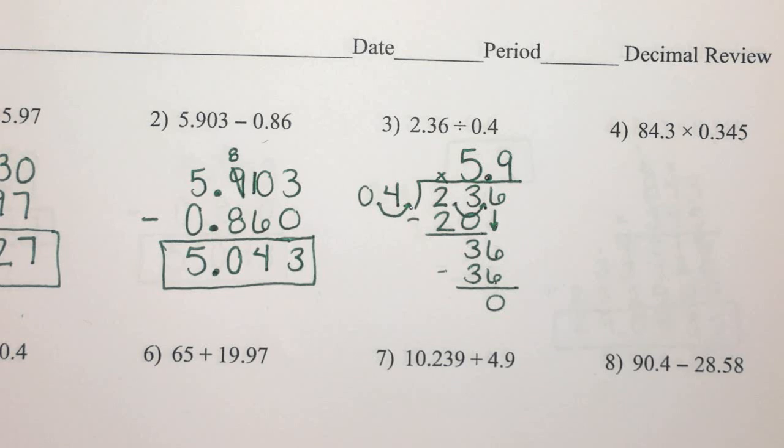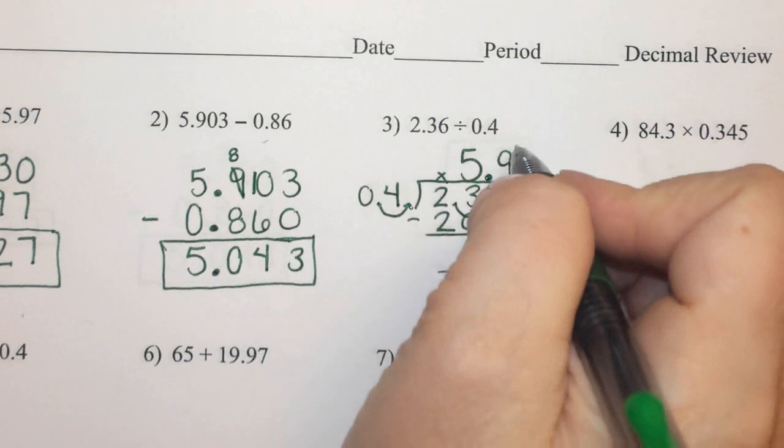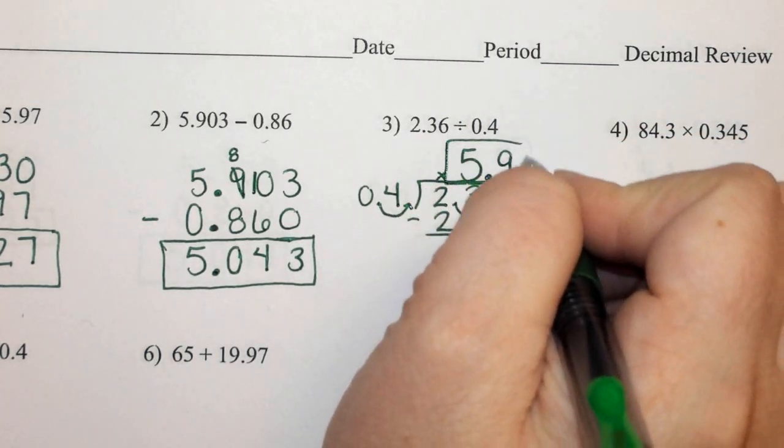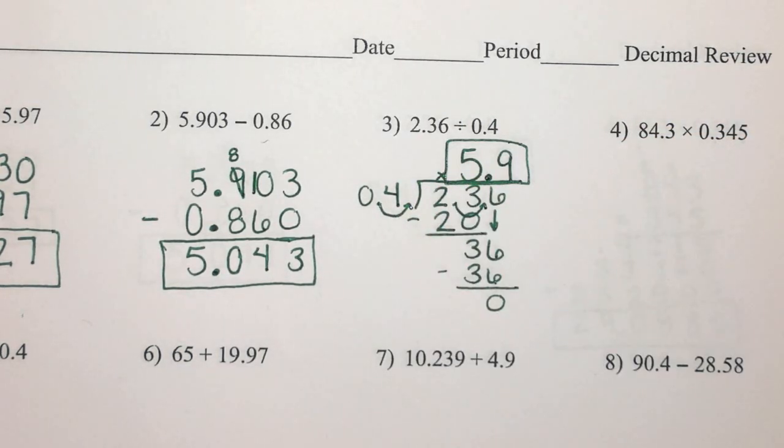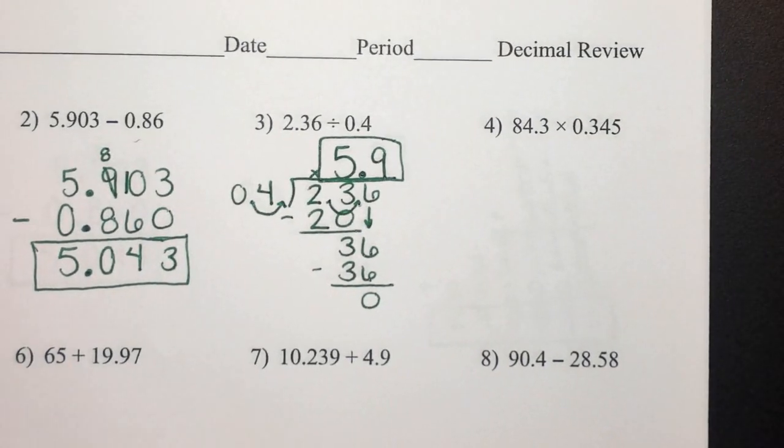So do I need to do anything else? There are no more numbers to bring down. There's nothing left over, so that's my answer. If there was something left over, what would I do? Add a 0 and keep going. All right. Questions about number 3? Y'all are doing awesome. All right, number 4, multiplying decimals. What is my rule when I'm multiplying decimals? Jakaria?